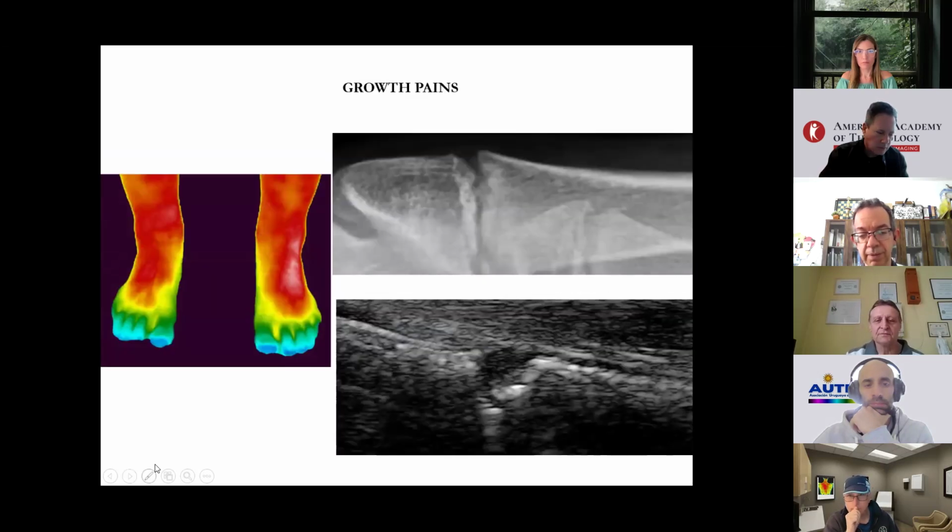Growth pains. In this case, the X-ray and sonographic finding over the growth plates is normal, but this adolescent was in the period of huge, accelerating growth. The metabolic activity of the growth plates was increased, and a consequence of this is increased temperature activity over the growth plates.